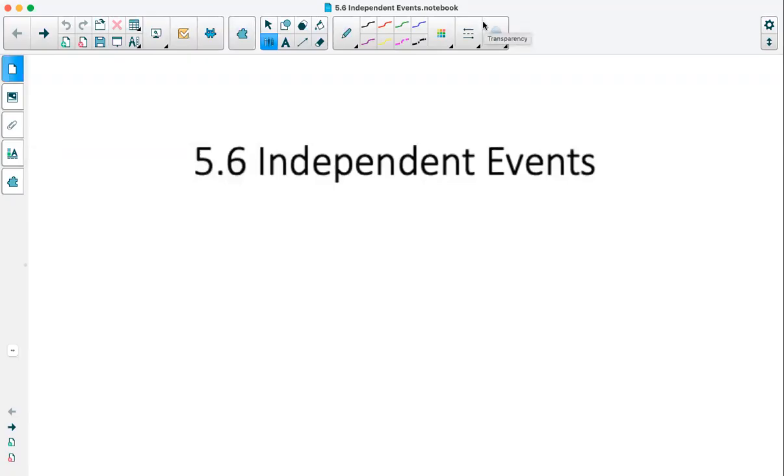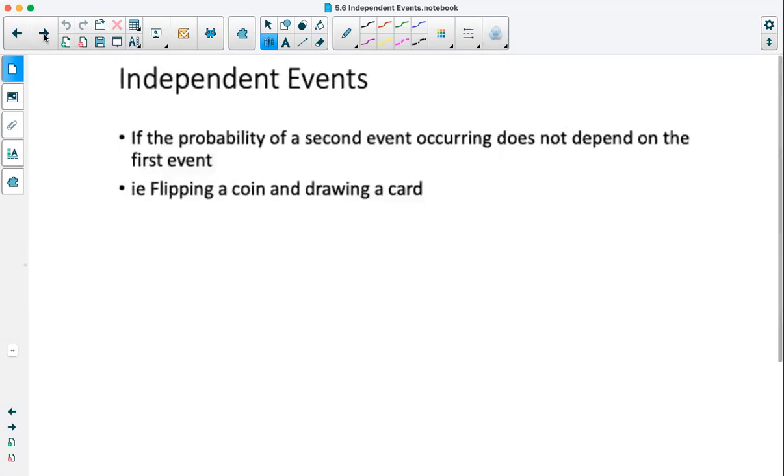Hi, we'll be looking at section 5.6, which deals with independent events and the probability of them. Independent events are events where the probability of a second event occurring does not depend on the first event. For example, flipping a coin and drawing a card are completely unrelated and therefore do not impact each other or the probability of each other.